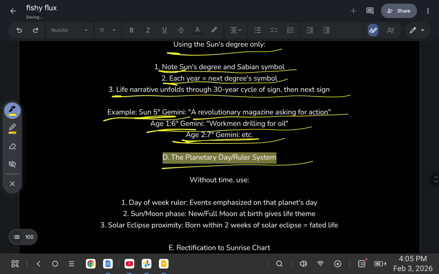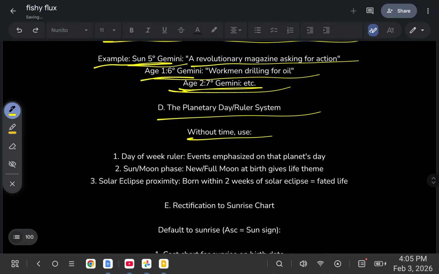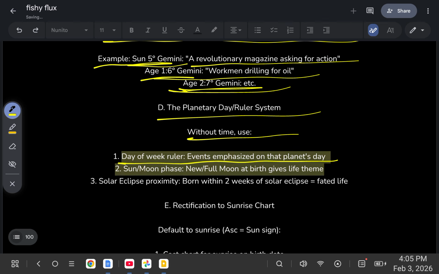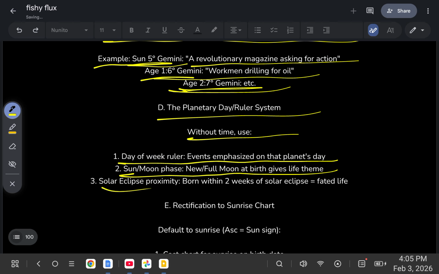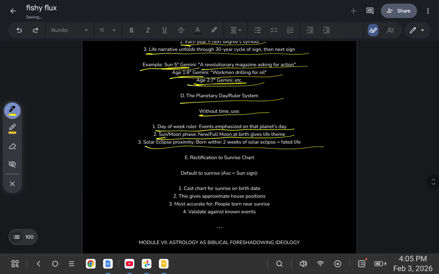So the planetary day and ruler system, without time, use the day of week ruler. Events emphasize on that planet's day. Sun-moon phase, new or full moon at birth, gives the life theme. Solar eclipse proximity, born within 2 weeks of a solar eclipse equals a fated life.